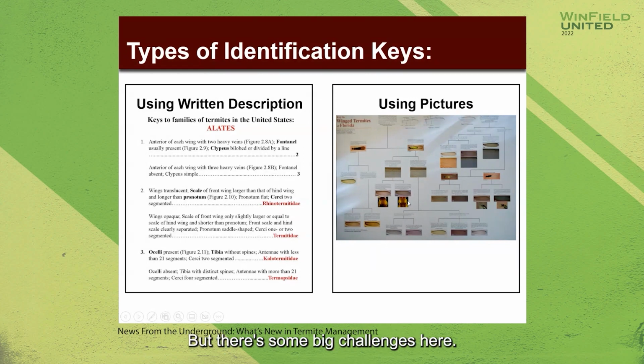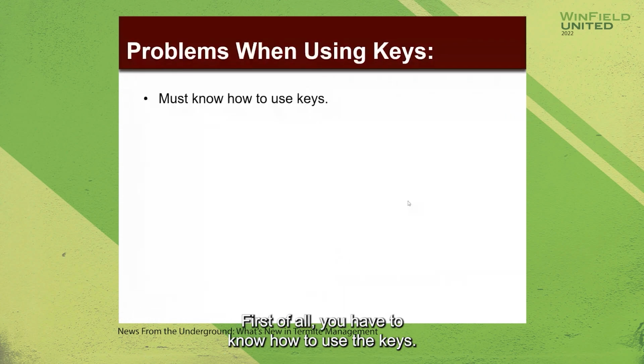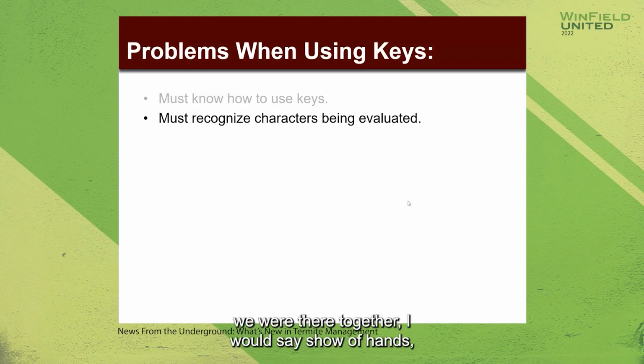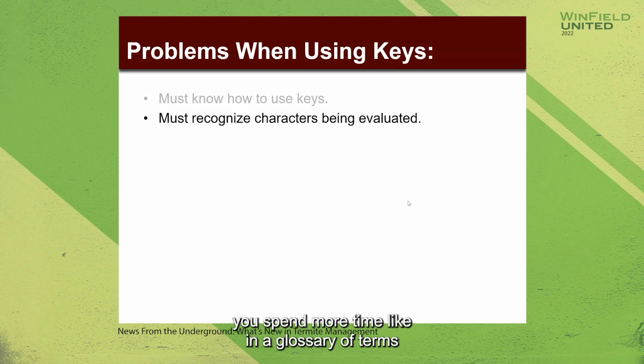But there are some big challenges here. Some of those may have occurred to you already. First of all, you have to know how to use the keys. I've just described how you use the keys, and that's not difficult. But you have to know the characters being evaluated. If we were together as a live audience, I would ask for a show of hands: who knows what a clypeus is? Most times, very few people do. That's the problem. When you first use a key, you spend more time in a glossary of terms or online, looking up the names of the characters you're supposed to find on your specimen.